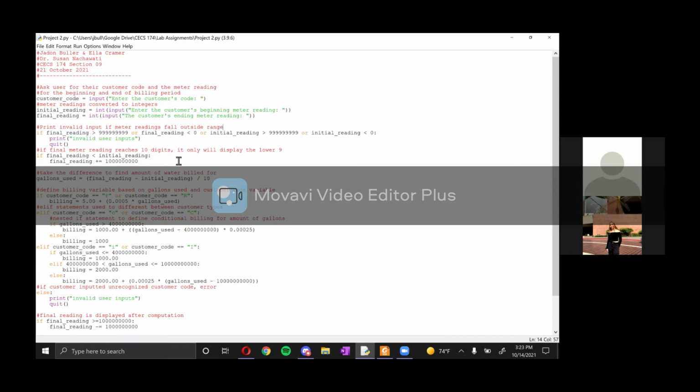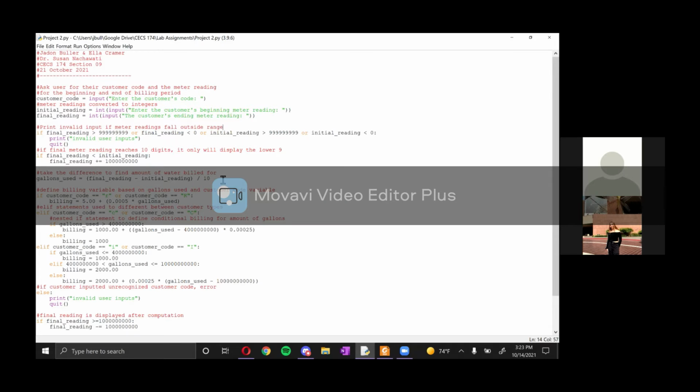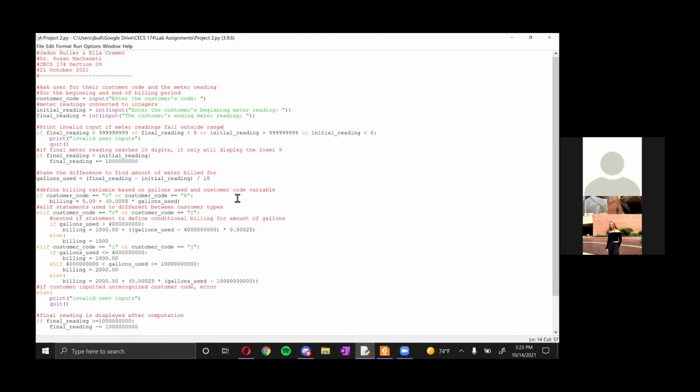And then we made sure to assign the gallons they used to the difference of their end billing minus their initial, all divided by 10 to make sure we have the right amount for a bill. And then we went to the if-else method to make sure that the residential code that the customer inputs would be a bill of $5 plus the rate 0.0005 times their gallons used.